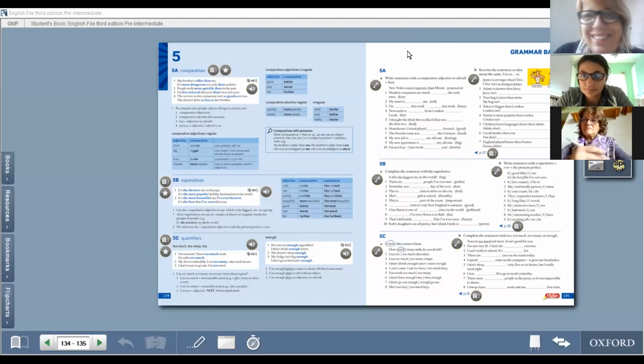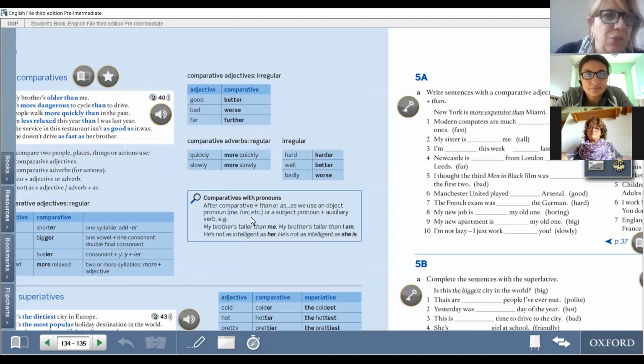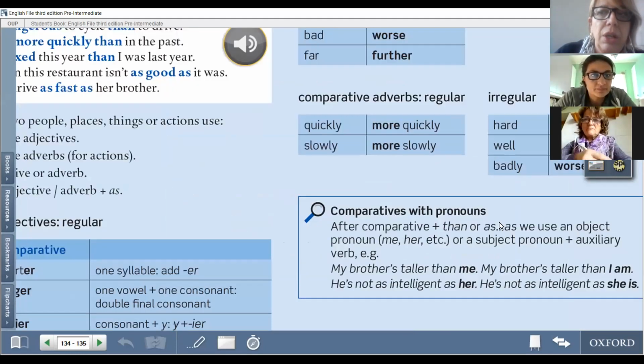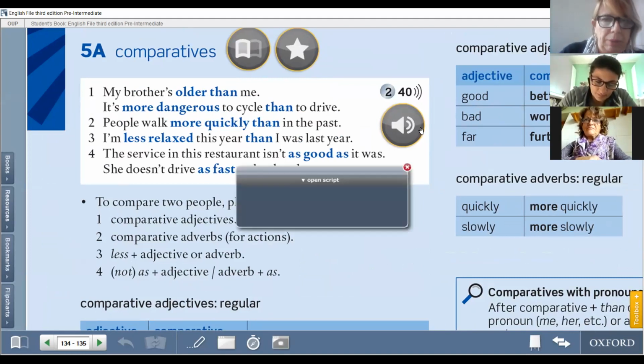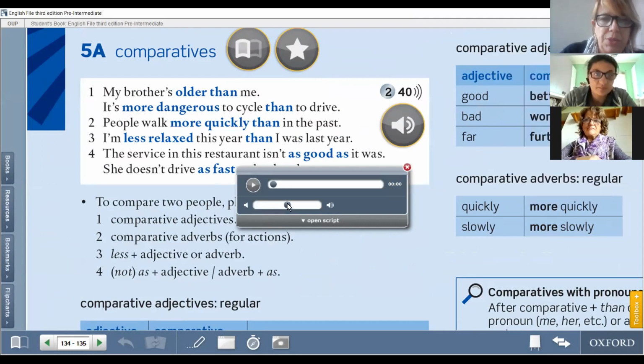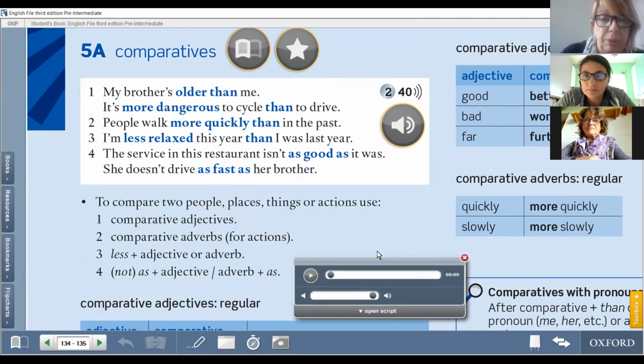Hello. Okay, so let's go and try to talk about comparatives in English. Okay, so we start with these examples just one by one. And we see all the various cases that we find out when we're talking about comparatives. Wait, because I think I didn't share the sound. Okay, now I do.